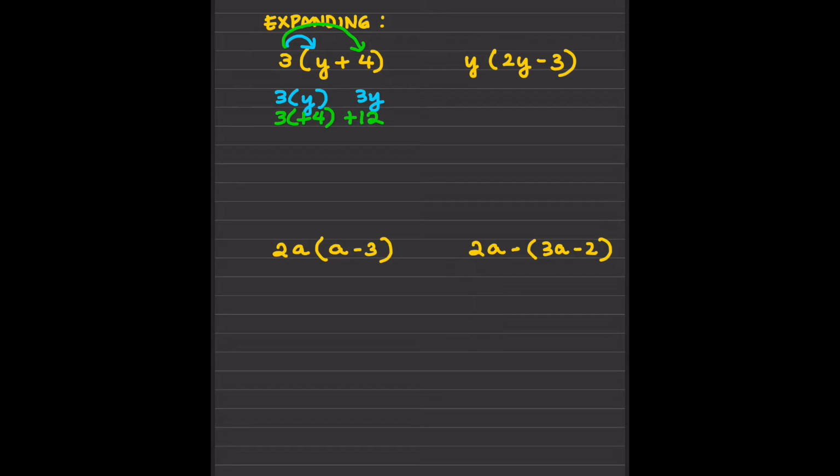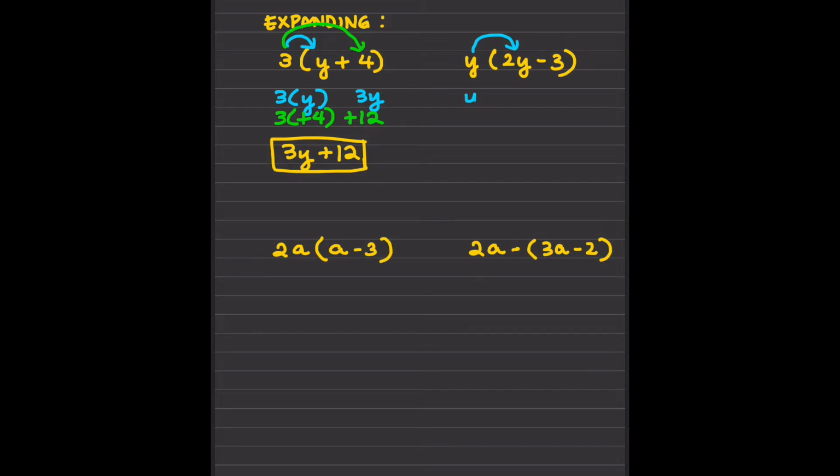And then put it together, you have 3y plus 12. So this is the answer to the first question. The next one is the same, except you are using a variable instead of an actual number. But the steps are the same. So we are distributing y to the terms inside the bracket.